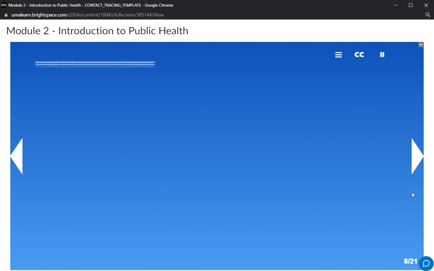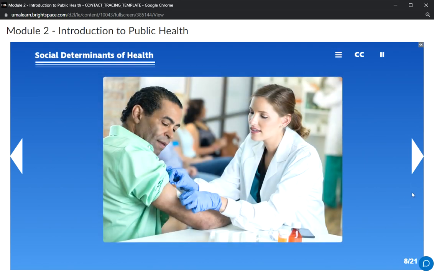Certain factors determine a person's health status at any given time. In public health, these factors are known as social determinants of health. In 2019, the average life expectancy in the United States was 78 years old. This number could easily shift based on the factors or determinants that influence one's health.